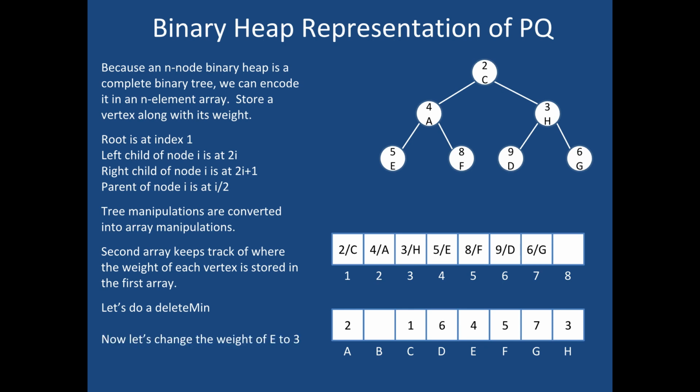All right? So let's now change the weight of E to 3. So we find E. It's stored at index 4 up here. So there we are. And now we can change its weight to 3, and then we can start pushing it toward the root. So we compare it to its parent, swap them, compare to parent, do nothing.